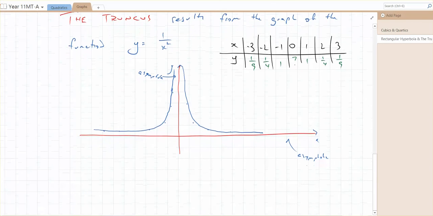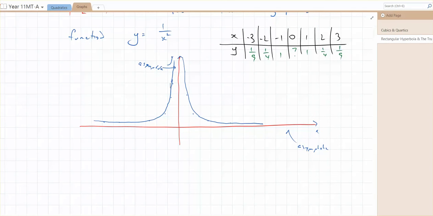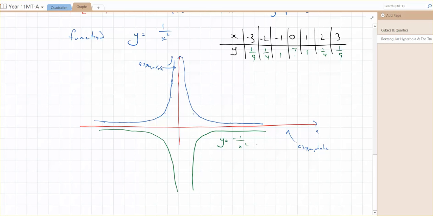Well, okay. What would minus 1 over x squared be? That would be a reflection in the x-axis. So I'll color code it so that we can quickly draw it in. This is going to be y equals minus 1 over x squared. I hope you're getting all these notes down.